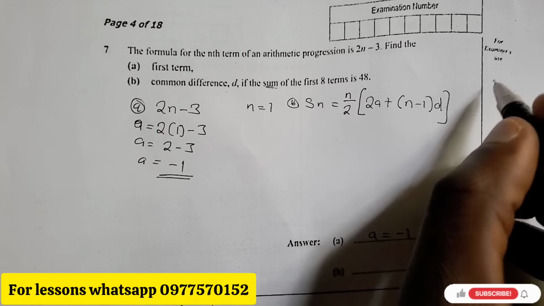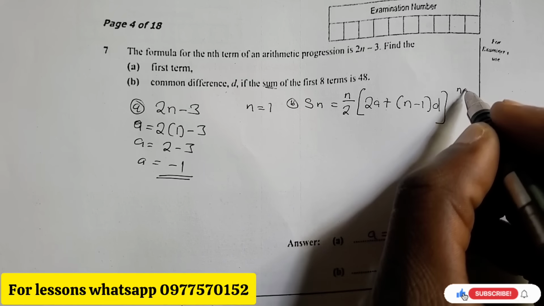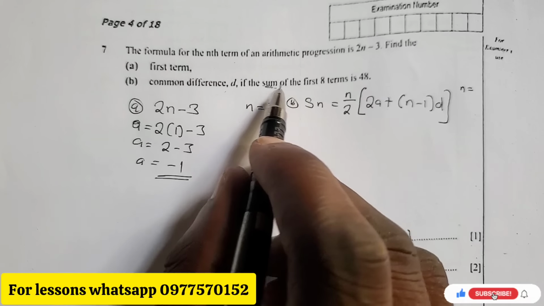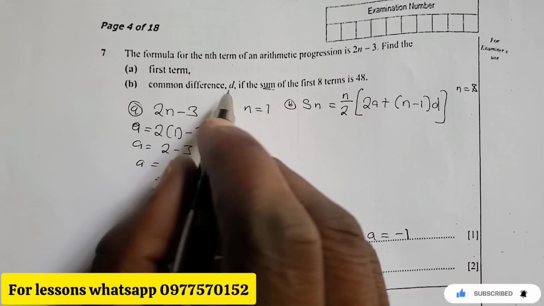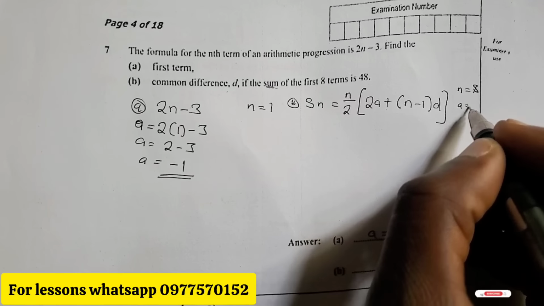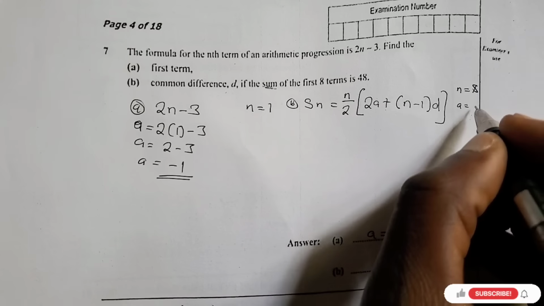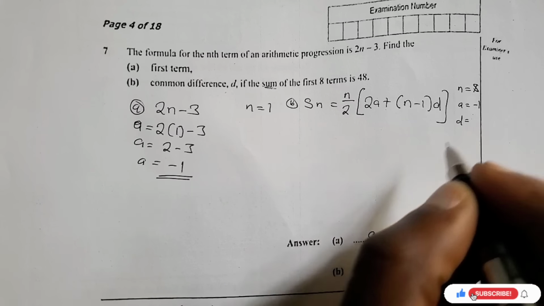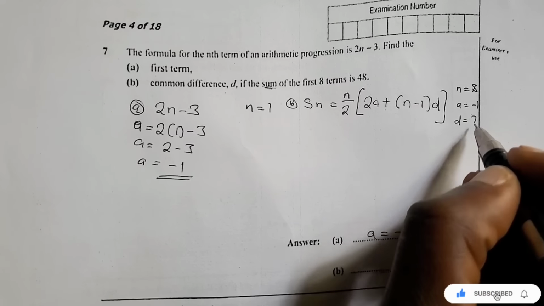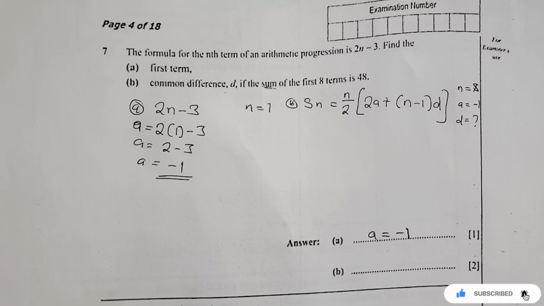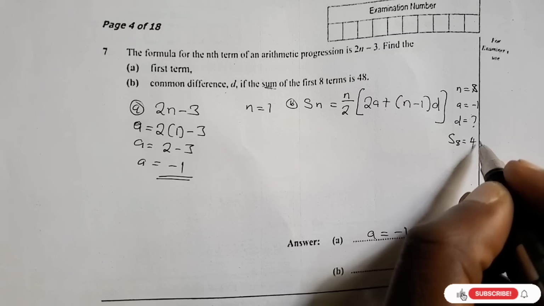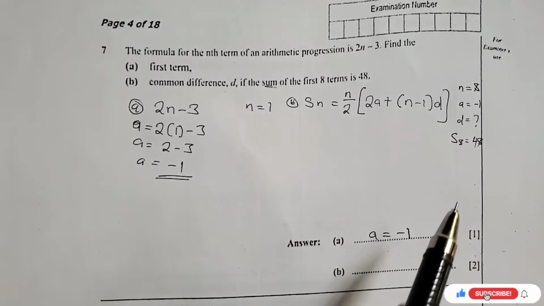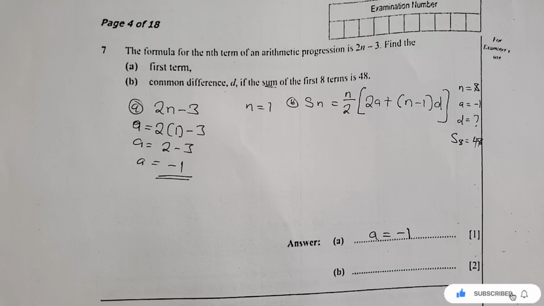So let's substitute what we know. Do we know the value of n? Yes, we are told the sum of the first 8, so n is 8. Do we know a, the first term? We've already calculated the first term as negative 1. Do we know the common difference? We don't know. The common difference is the one we want to calculate. Do we know the sum of the first 8 terms, which is S8? Yes, we are given 48. So the only thing remaining here is the common difference. Let's substitute and solve it.